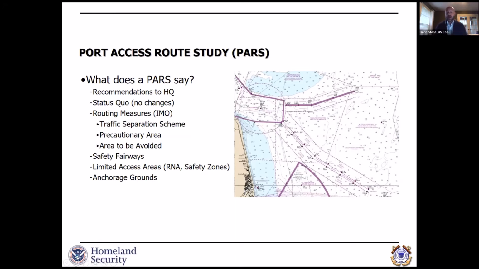Outside of those types of routing measures, a safety fairway is just strict domestic regulatory work that we would go through, as well as any kind of regulated navigation area, a safety zone, or any kind of anchorage ground, special anchorage, or fairway anchorage that we would deem we would need to actually designate in this particular case. Last slide from me.